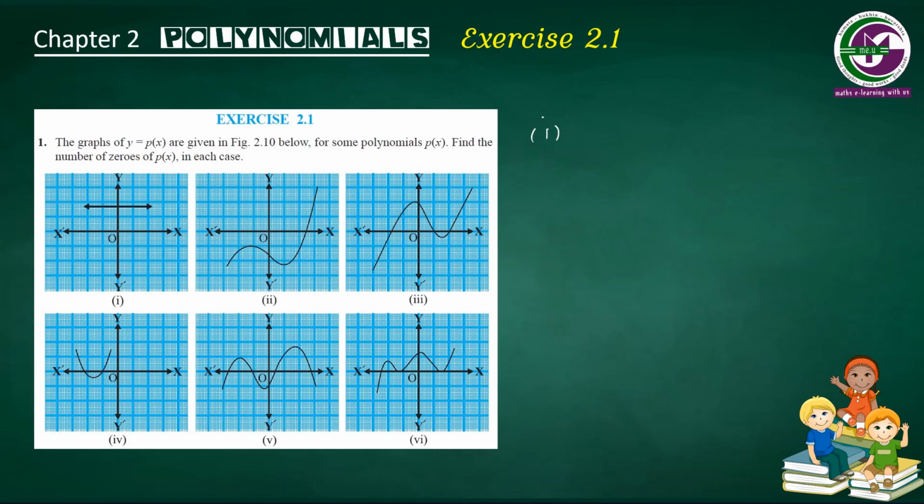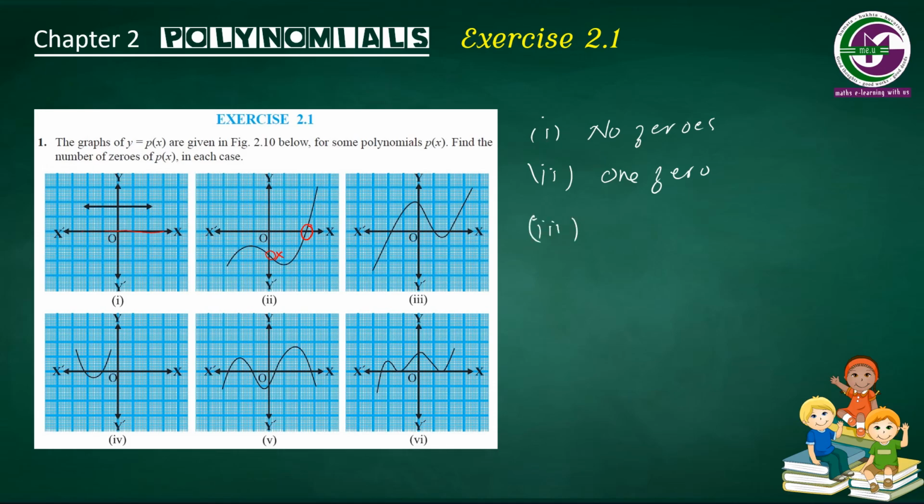For the first one, it doesn't cross the x-axis. You can see the x-axis is this one. It doesn't cross the x-axis. That means there is no zero. For the first question, no zeros. Second question, count the number of times it crosses the x-axis. You can see it crosses the x-axis here only one time. Don't count this one, it is the y-axis. It crosses the x-axis only one time. So the number of zeros is 1.